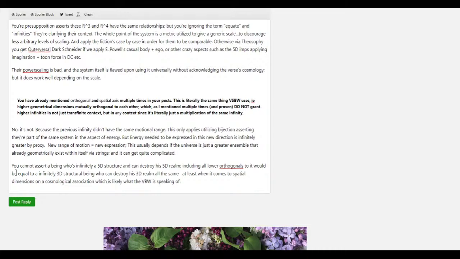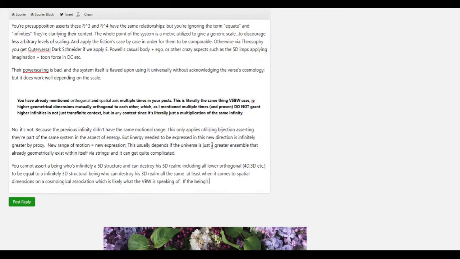Here we go. You can't assert that a being with an infinitely 5D structure who can destroy his 5D realm, including all lower orthogonals, which is 4D, 3D, etc., would be equal to an infinitely 3D structure who can destroy his 3D realm all the same, at least when it comes to spatial dimensions on a cosmological association, which is likely what the first battle wiki is speaking of.